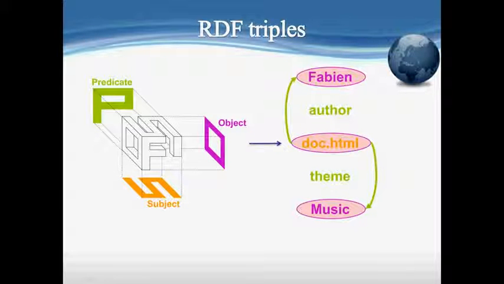It's the same for author. This document is created by Fabian, so Fabian should be the object, and the subject is your document, and the relationship between the subject and the object is a predicate, so it's author.